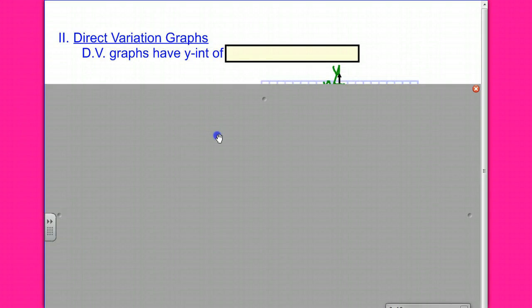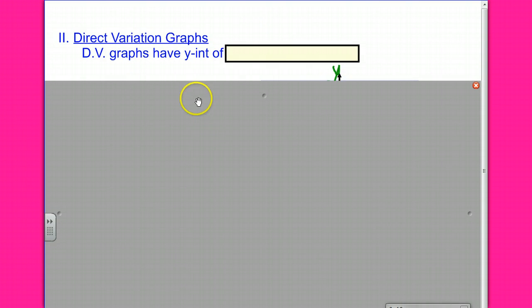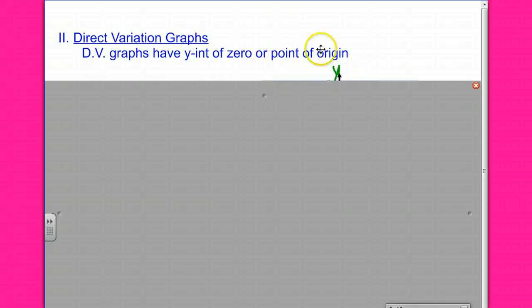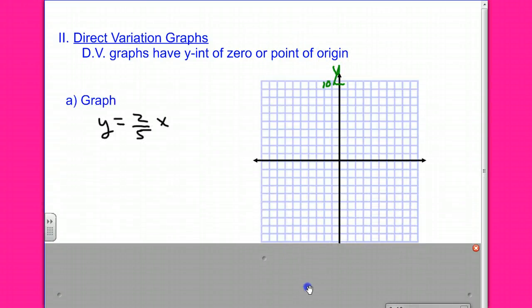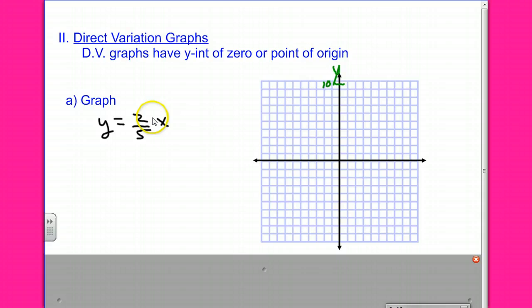All right. So let's look at some direct variation graphs. As I've already said, direct variation graphs all have y-intercepts of, say it, that's right, 0. Or that is also known as the point of origin, isn't it? So when we look at this equation, is this direct variation? Yes. I see y equals slope times x, ax.